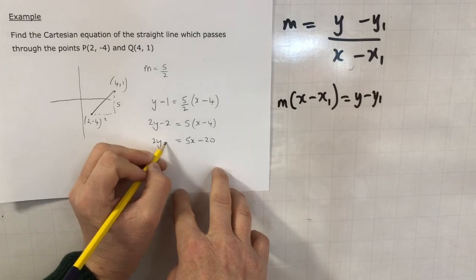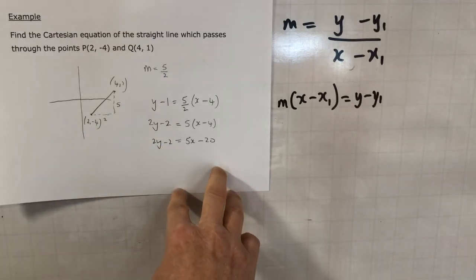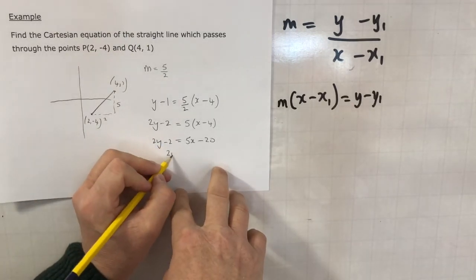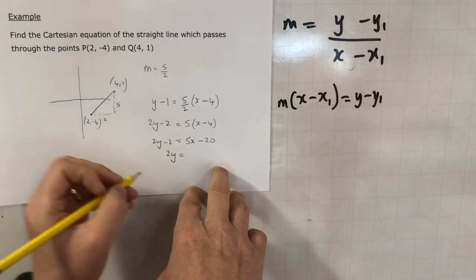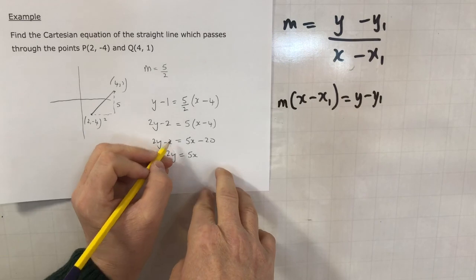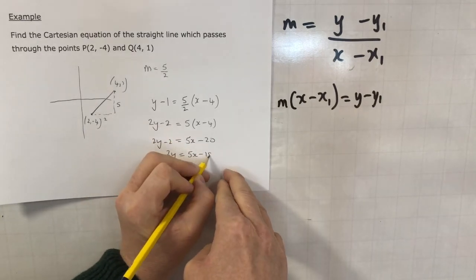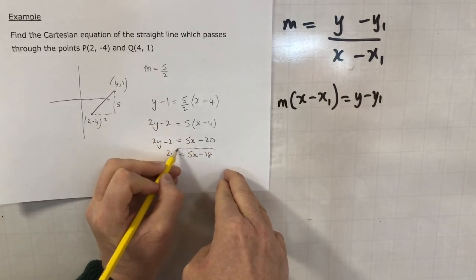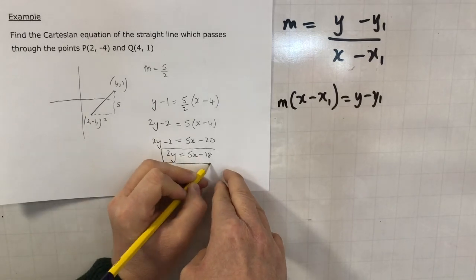So 2y take 2 is equal to 5x take 20, and at advanced level it's fine to leave it as 2y equals 5x, and bringing the 2 across becomes a plus 2, so minus 18. There is no need to have a fraction answer.